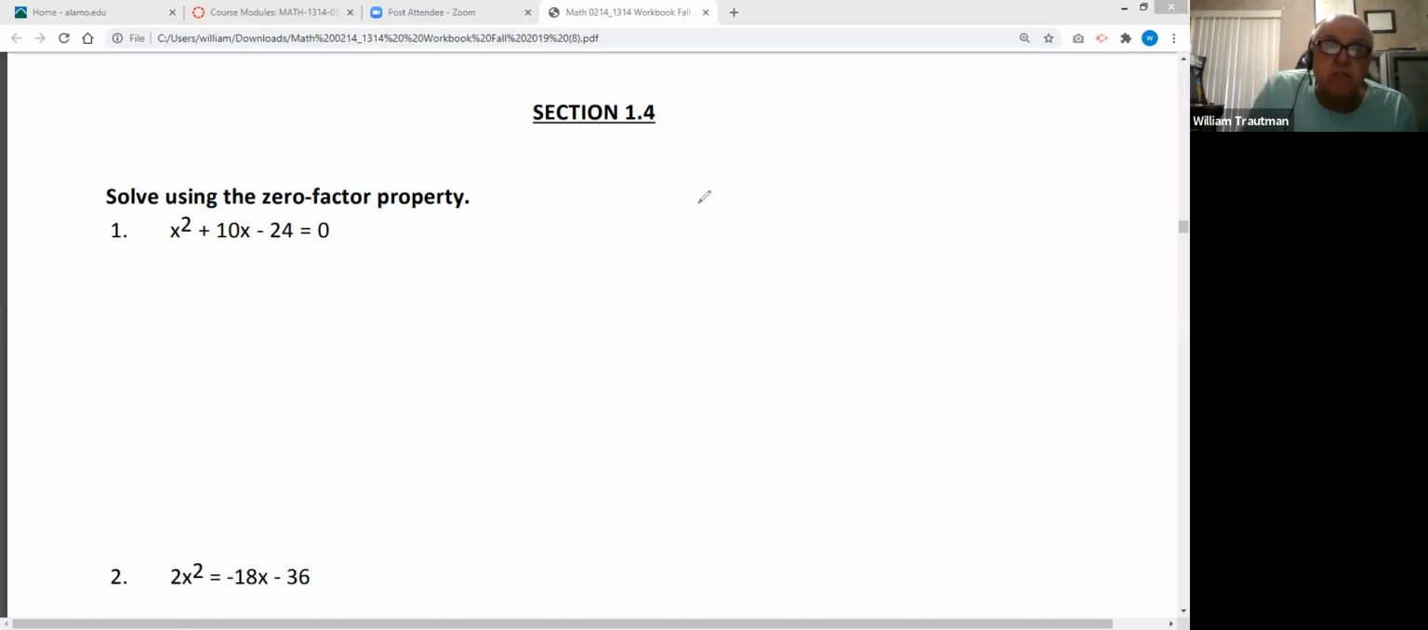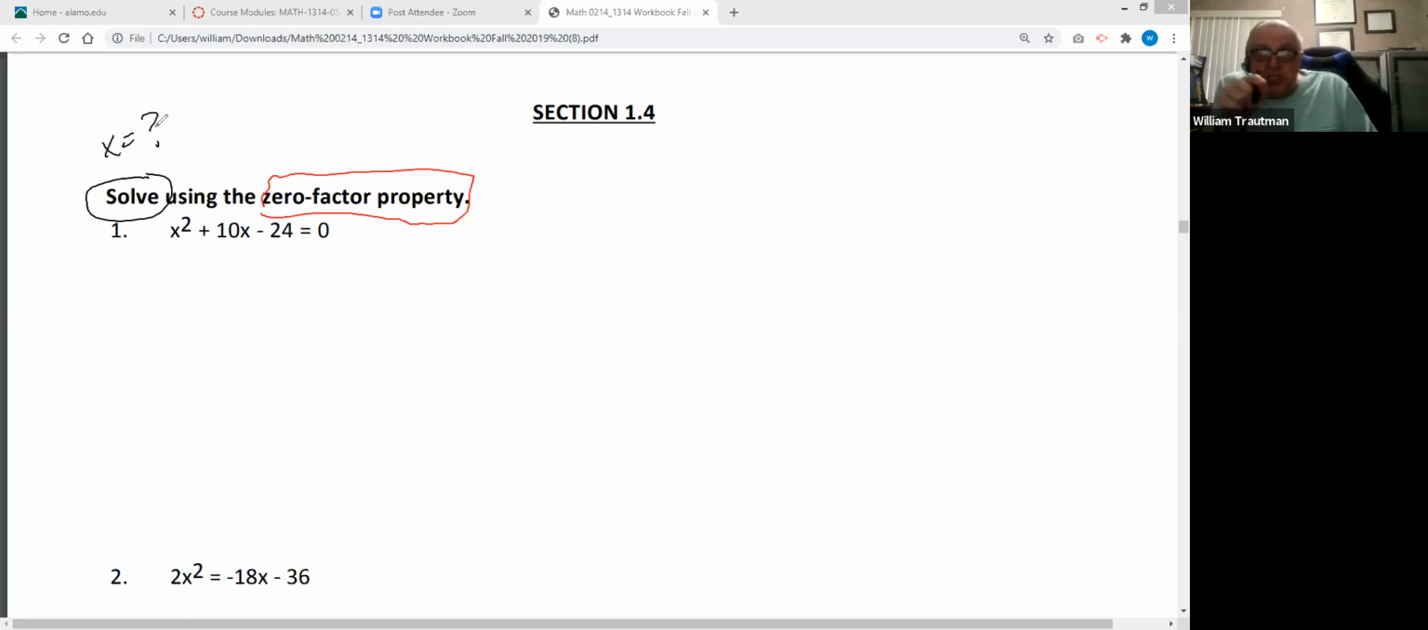That's the zero factor property. Multiply by 0, and one of those parentheses or one of those numbers has to be 0. Zero factor property. I call it the zero multiply rule. So solving means tell me what x equals. Every time you see the word solve, you're going to tell me what x equals. And the first thing you do is factor. Oh no, you have to learn how to factor.